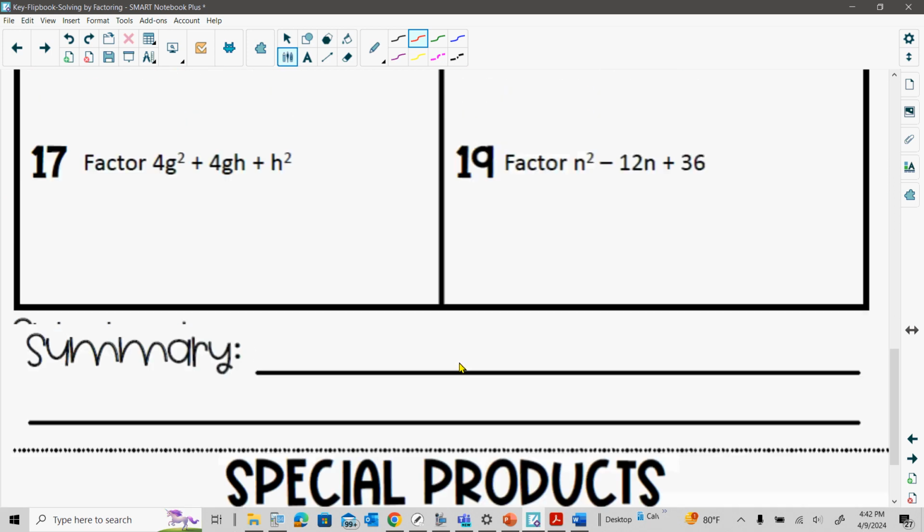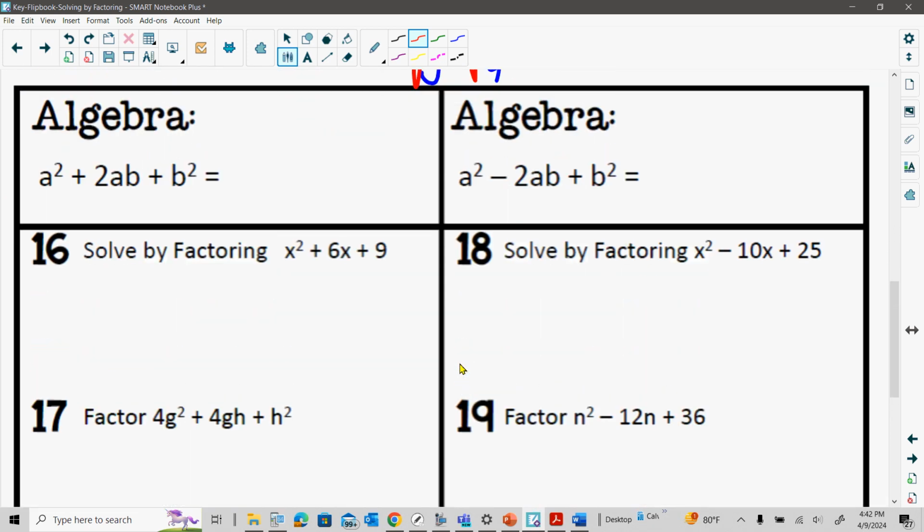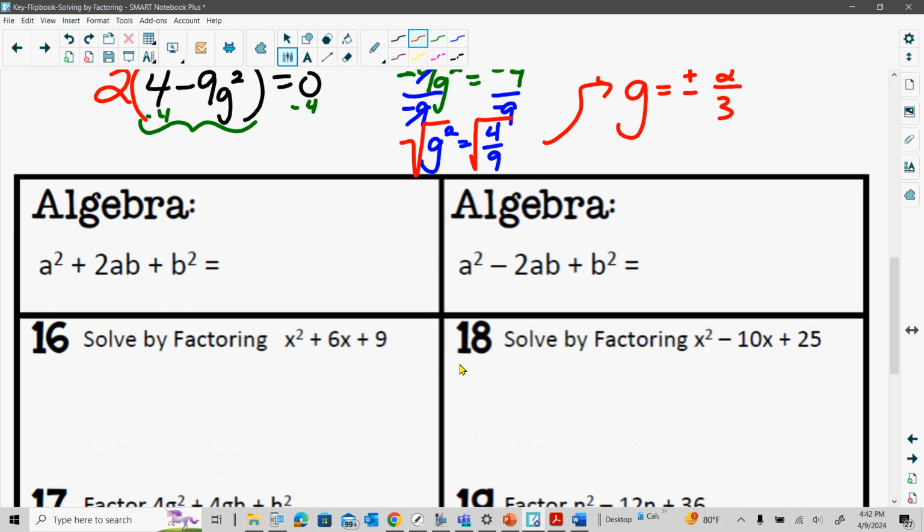All right. So don't worry about 16 through 19 right now. There's not a lot of questions like this on the STAAR because you can solve it a different way. All right. So just take care of that for me, and we'll talk about the next tab next.